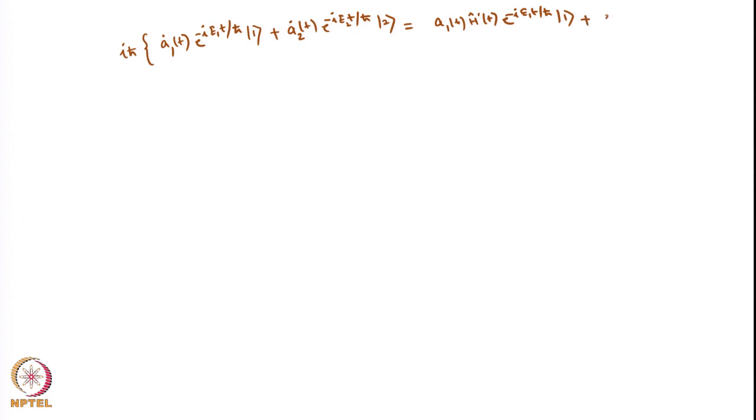Let us go back to the first equation that I wrote in the beginning of the lecture, that is nothing but iħ [a1 dot(t) e^(-iE1t/ħ) ψ1 + a2 dot(t) e^(-iE2t/ħ) ψ2] should be equal to a1(t) H'(t) e^(-iE1t/ħ) ψ1 + a2(t) H'(t) e^(-iE2t/ħ) ψ2. So that was the equation that we started with.